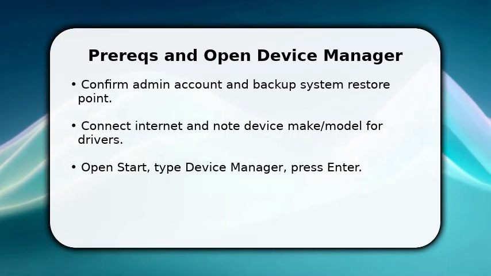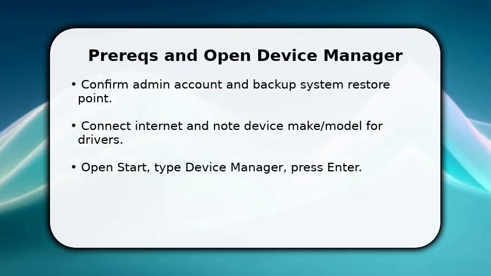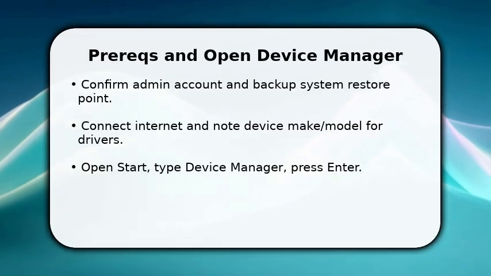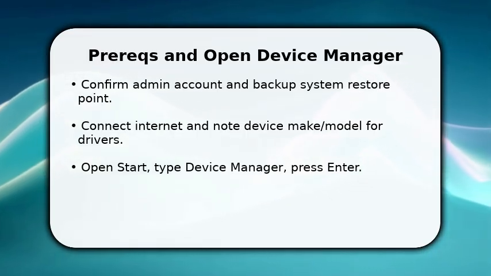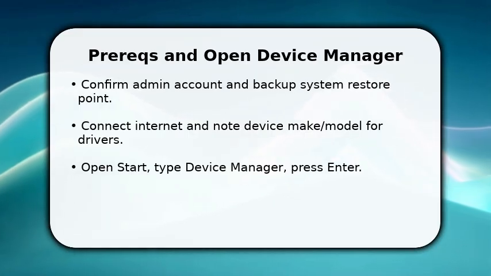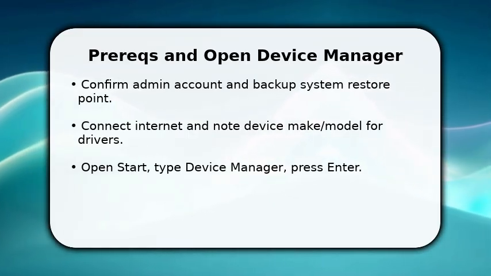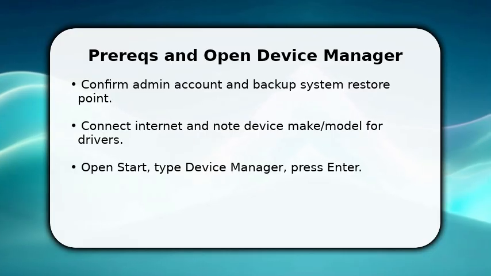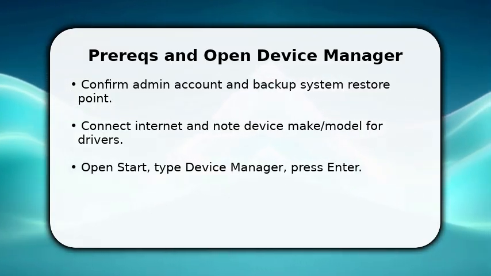Now open Device Manager: press Start, type Device Manager, and hit Enter. You should see categories like Display Adapters and Network Adapters. Click the arrow to expand the relevant device category. This reveals the specific hardware entry you'll update. Pause here only if the device is missing.